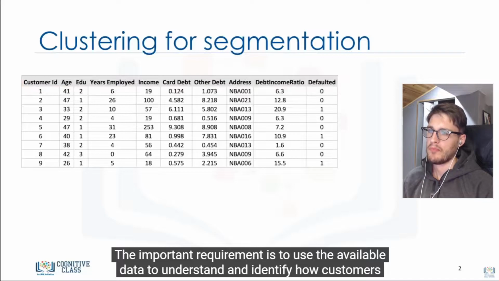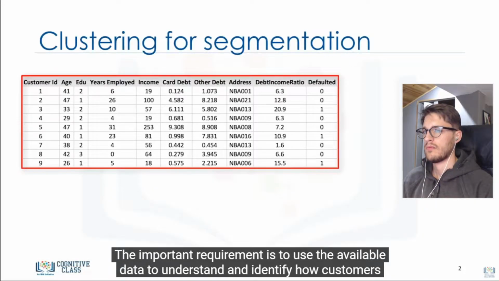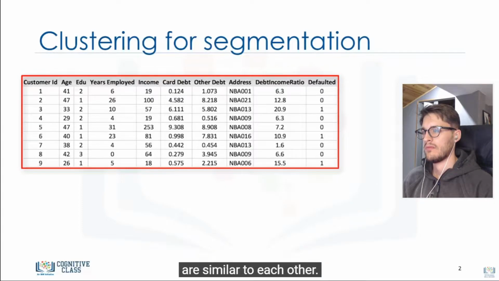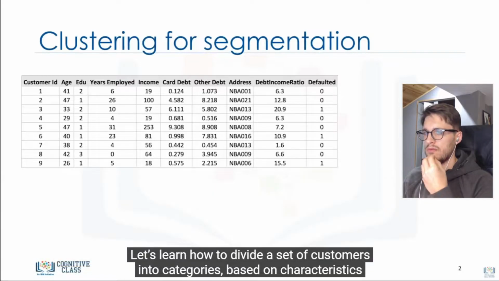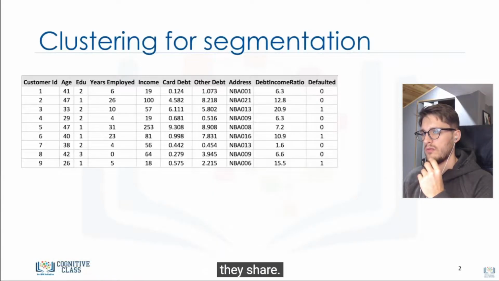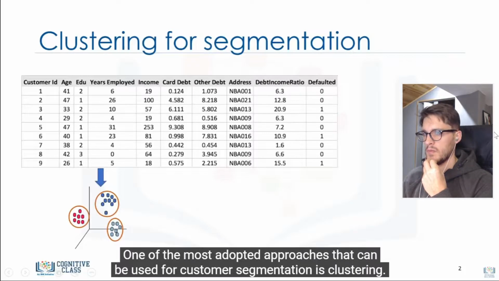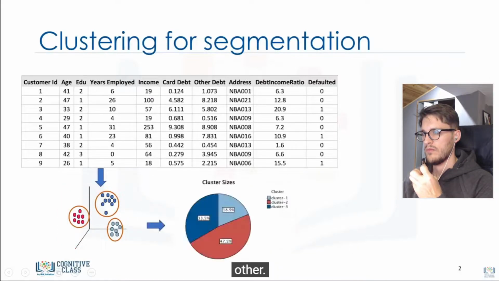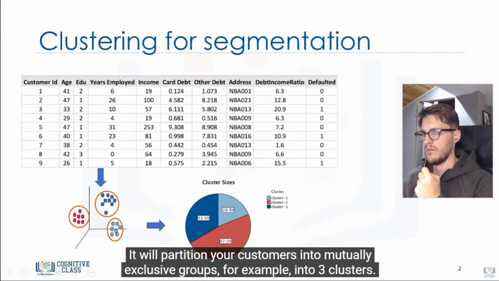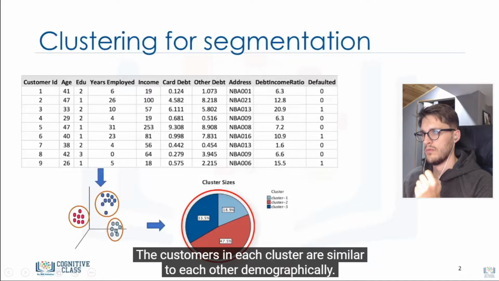The important requirement is to use the available data to understand and identify how customers are similar to each other. Let's learn how to divide a set of customers into categories based on characteristics they share. One of the most adopted approaches that can be used for customer segmentation is clustering. Clustering can group data only unsupervised based on the similarity of customers to each other. It will partition your customers into mutually exclusive groups, for example, into 3 clusters. The customers in each cluster are similar to each other demographically.